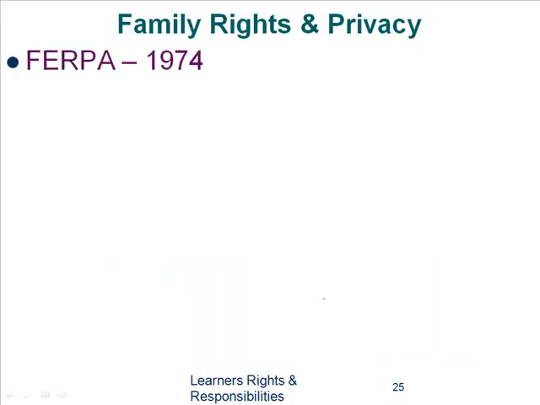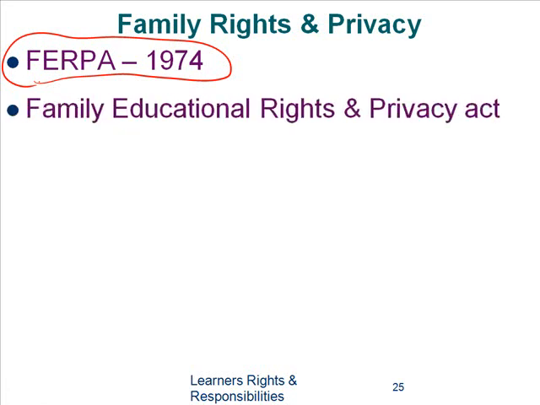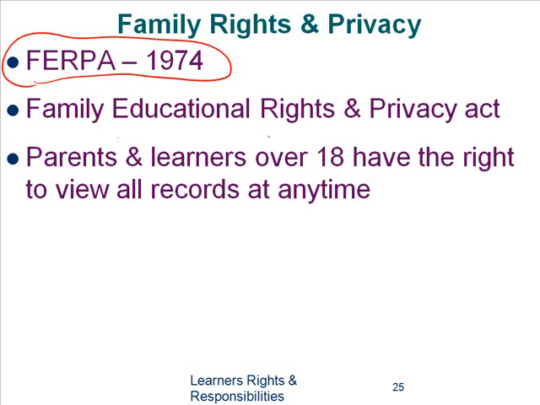So how about these family rights and privacy? Well, it's FERPA. Here's another thing that you'll want to know someday for an interview or a test question: what is FERPA? Well, FERPA is the Family Educational Rights and Privacy Act. Well, what does that mean? Parents and learners over 18 have the right to view all records at any time. What? All records at any time. That doesn't mean just the ones in that file drawer locked back in the counselor's office. This means if you keep a few notes on your desk, they are entitled to look at those anytime. So just be a little careful.